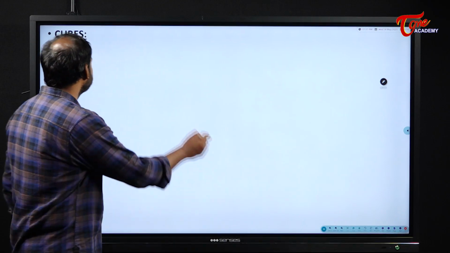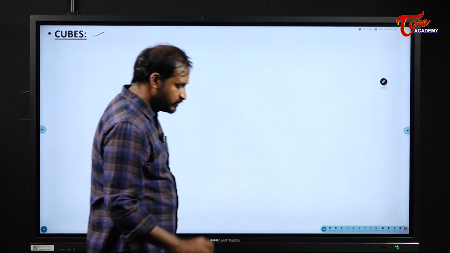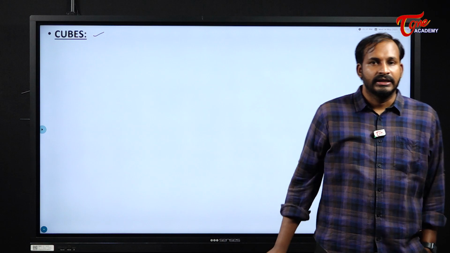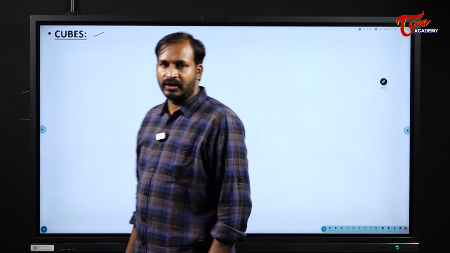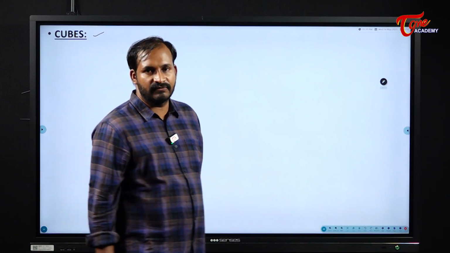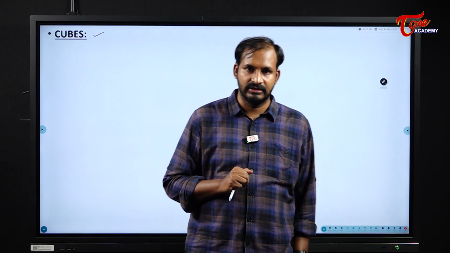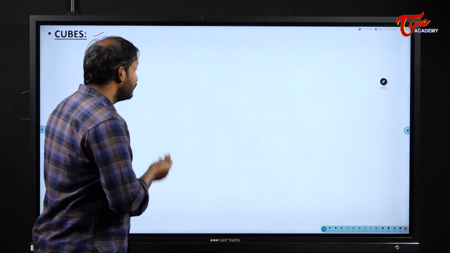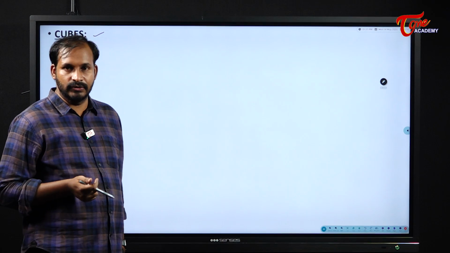Okay, our next concept is cubes. Now see here, students, this cubes concept is very, very important. Why? Because there are majorly two types of questions from this cubes concept. First of all, we will discuss some properties of this cube, students.